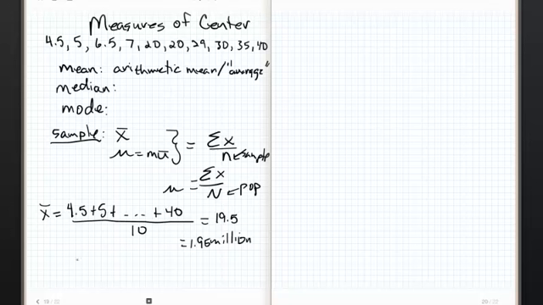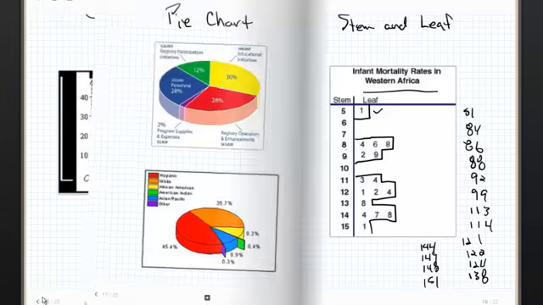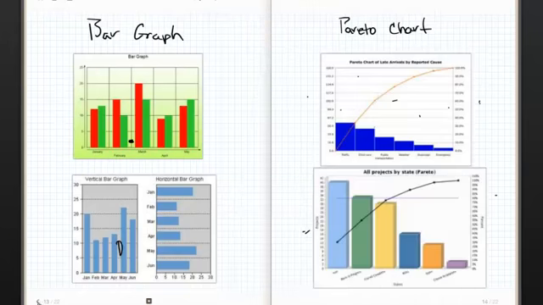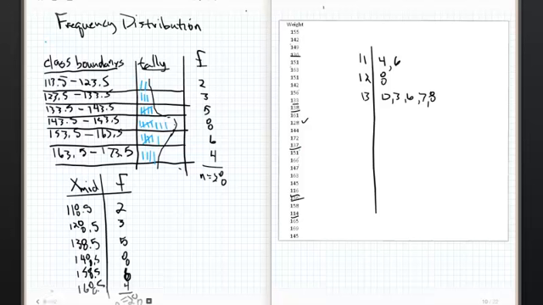Now, what if our information is in a frequency distribution? Remember how we had those frequencies? Bear with me, you guys, while I find a little piece of information here real quick. What if our information is in a frequency distribution? Well, it's actually not a whole lot more different. The problem is, let's say that our information looked like this, okay?